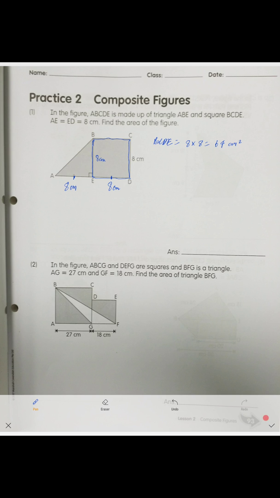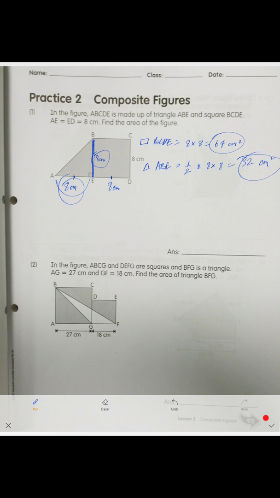So we have our height over here and we have our base. Height and base, same thing, but now it's half. I'm not going to write it, but it's a triangle. Triangle ABE is actually half of 8 times 8, which is 32 square centimeters.